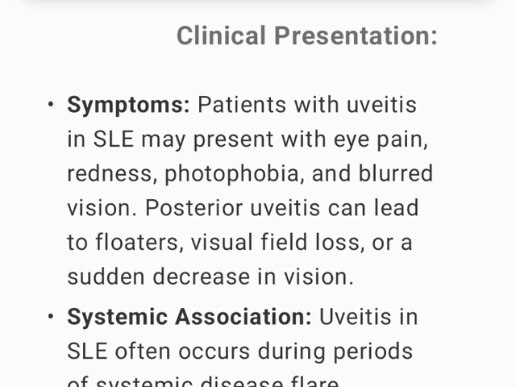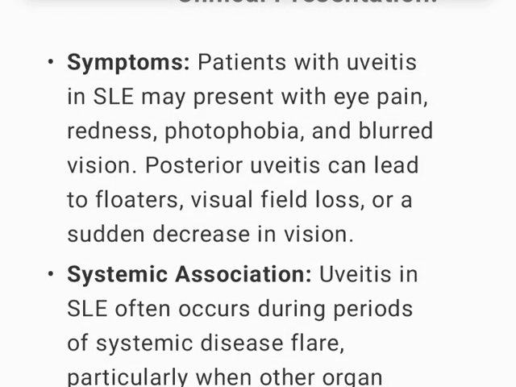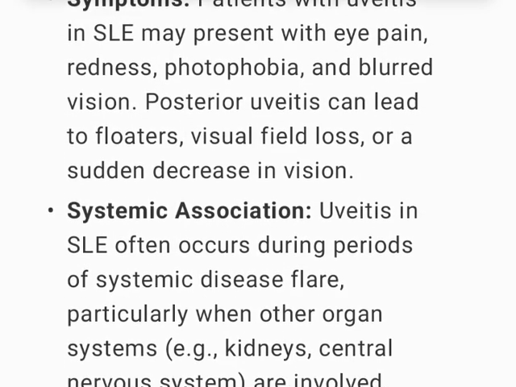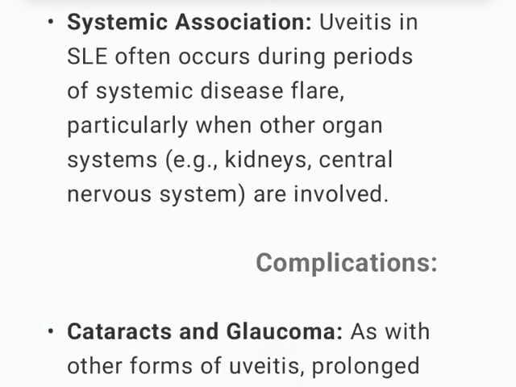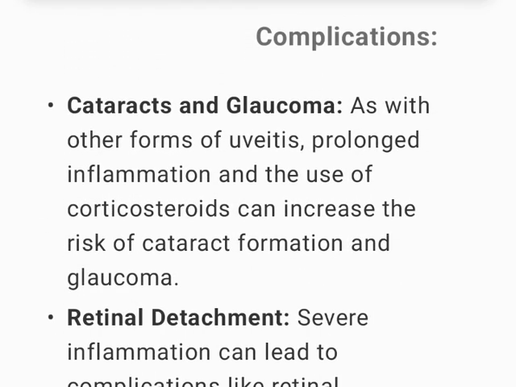Clinical presentation. Symptoms. Patients with uveitis in SLE may present with eye pain, redness, photophobia, and blurred vision. Posterior uveitis can lead to floaters, visual field loss, or a sudden decrease in vision. Systemic association. Uveitis in SLE often occurs during periods of systemic disease flare, particularly when other organ systems, e.g., kidneys, central nervous system, are involved.